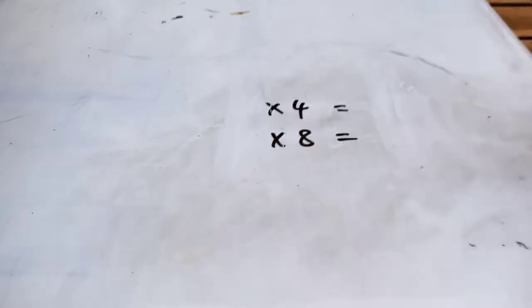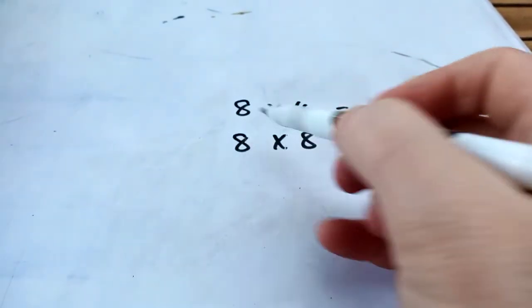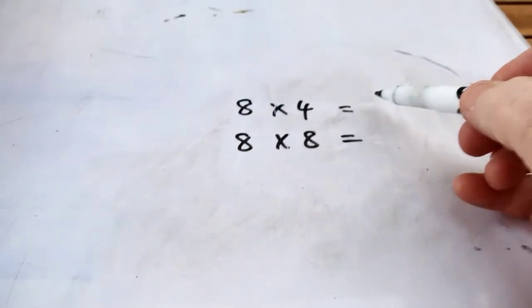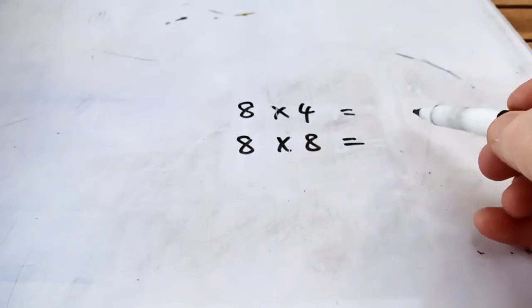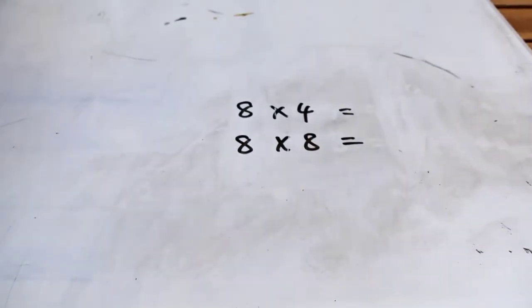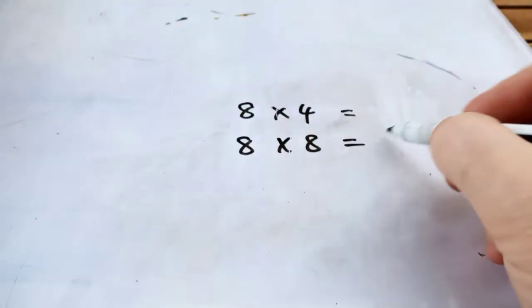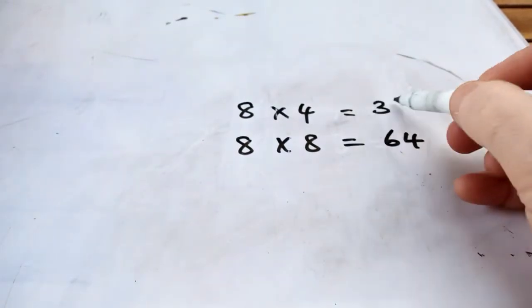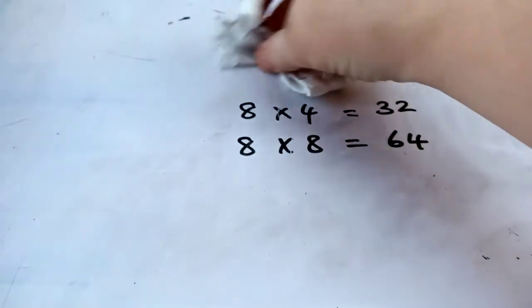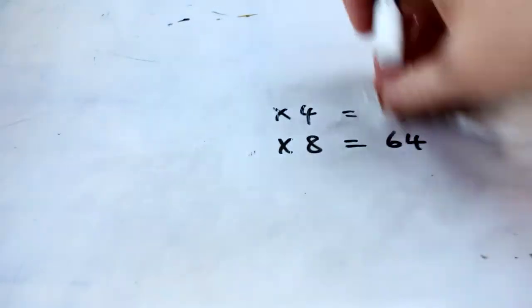Next, let's go for 8. 8 times 4, 8 times 8. 8 times 4, boing, boing, boing. And 8 times 8, the 8 and the 8 couldn't get through the door because 8 times 8 is, well done, 8 times 8 is 64. And boing, boing, 32. Let's go for 9.